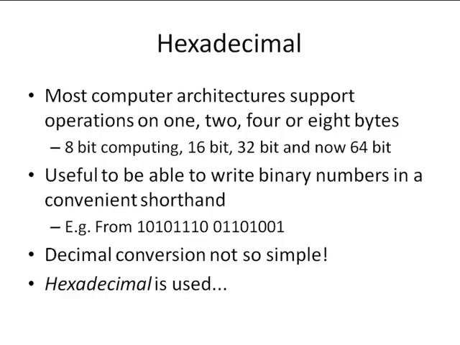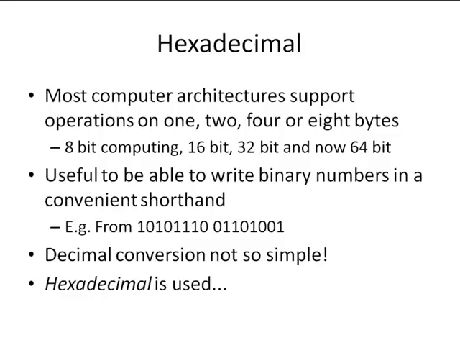Final topic for this session is to consider hexadecimal. Most computer architectures support operations in 1, 2, 4 or 8 bytes. This is 8-bit computing or 16-bit, 32-bit or now 64-bit. We really need a way to be able to write binary numbers in a convenient shorthand. So we don't want to have to write out 1010111001101001. As you can imagine, it's quite tedious and also very easy to make mistakes.